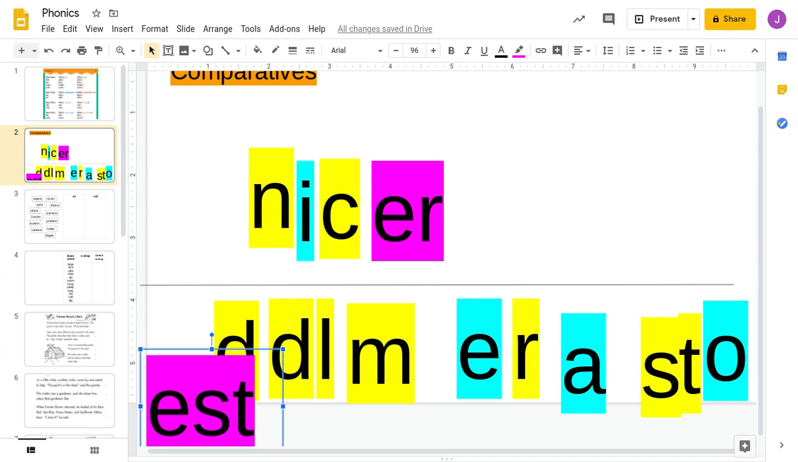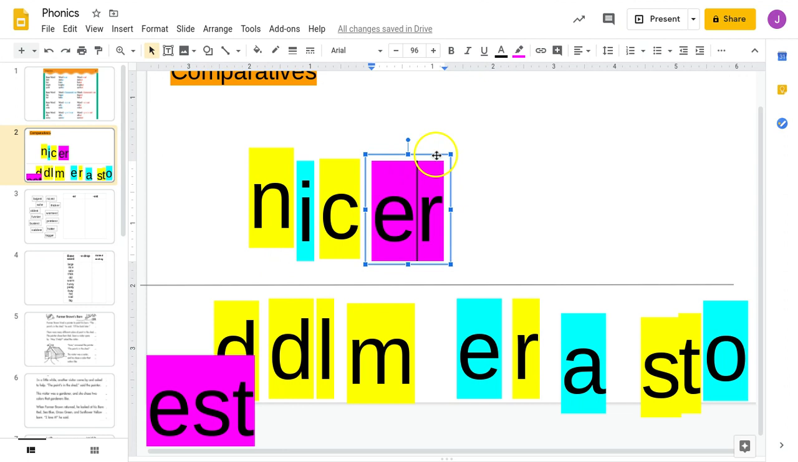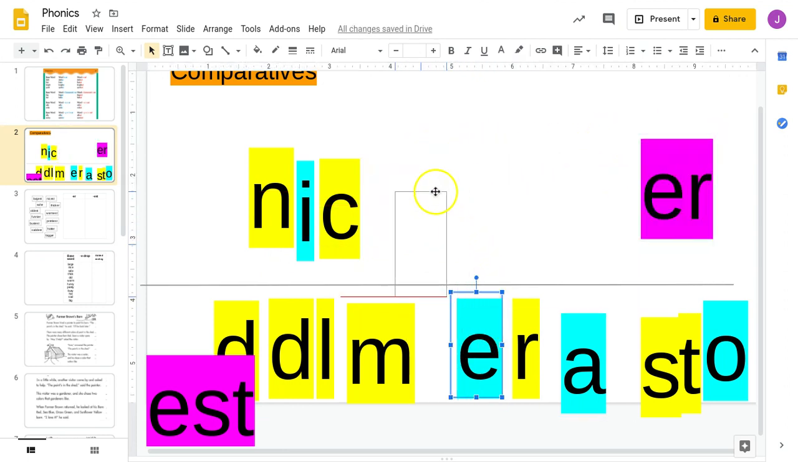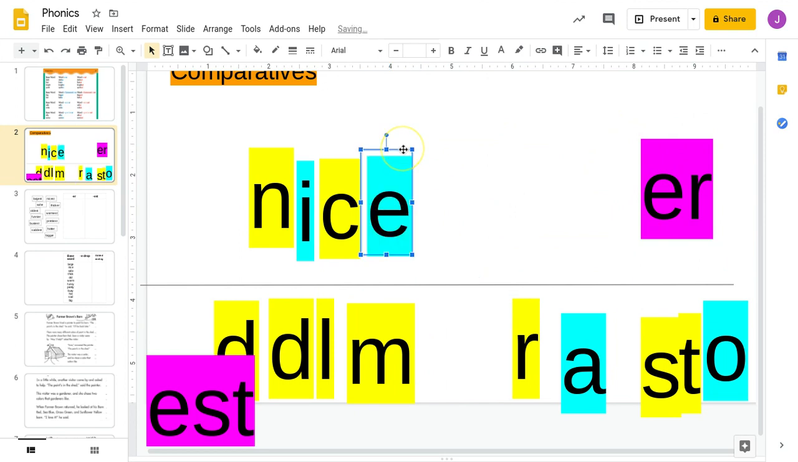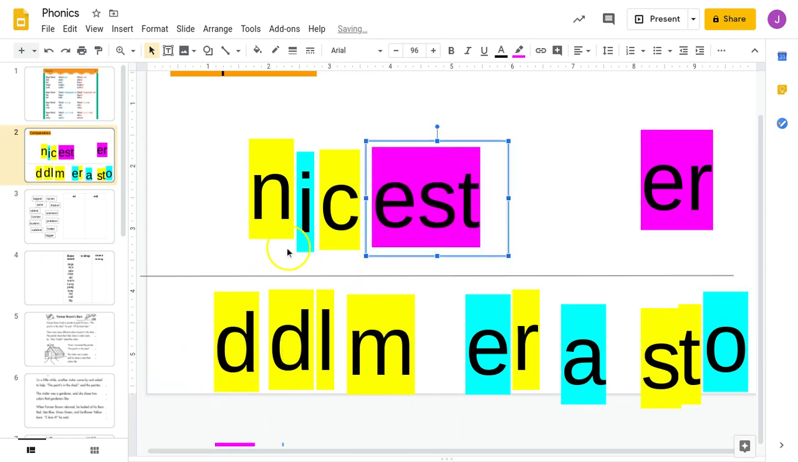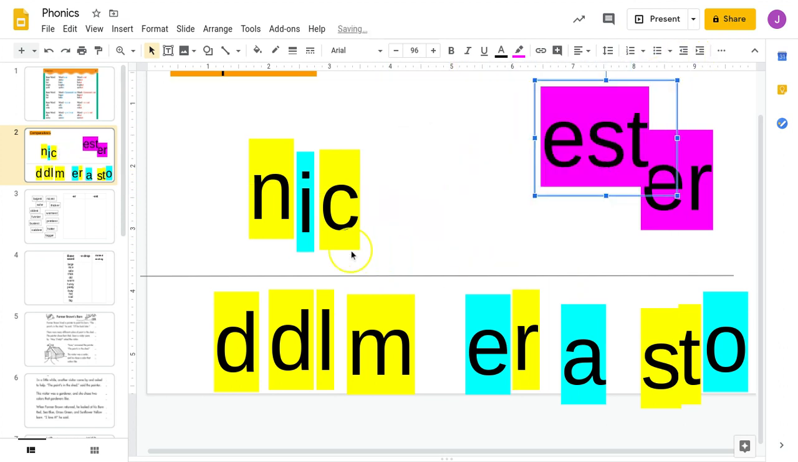Now, if I'm going to make the word nicest, I'm going to first get my word back to nice. Notice I also made our vowels blue this time. So I have nice, but once again, the word nice ends with an E. So I have to remove the E before I can add my EST ending to say nicest. Okay. And let's move this ending over to here also.